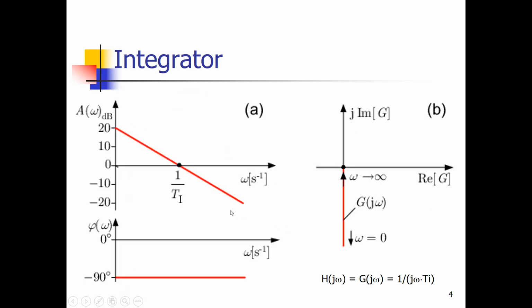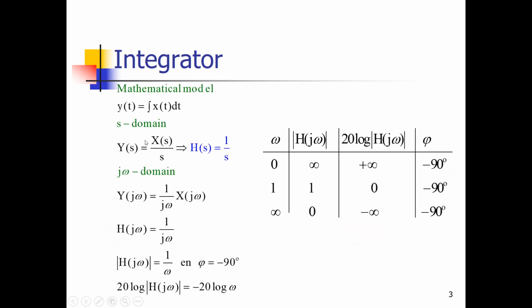So the Bode amplitude plot looks like this. We have seen that when omega increases from 0 to infinity, the amplitude decreases from an infinite value to a minus infinite value. And at the crossover frequency, we get an amplitude of 1, or in dBs, 0 dB.